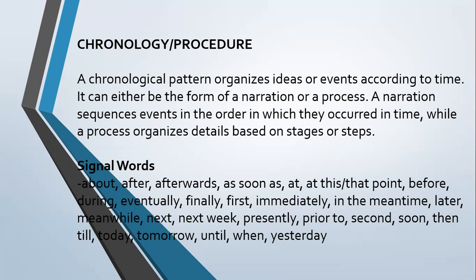So the signal words that you may use for this type of pattern of development are about, after, afterwards, as soon as, at this or that point, before, during, eventually, finally, first, immediately, etc. So these are the signal words or linguistic cues that you may use when you write a text which is about chronology or procedure.